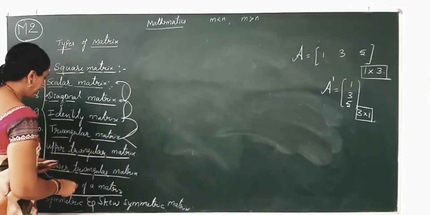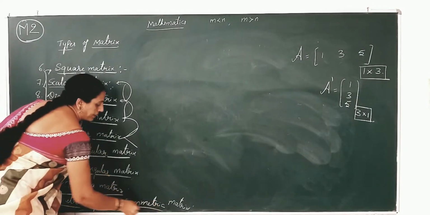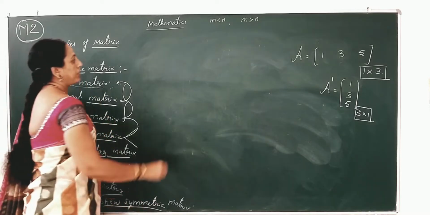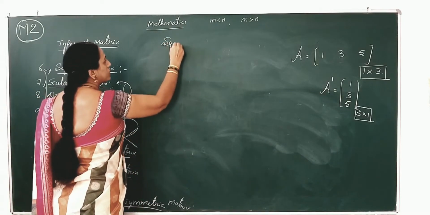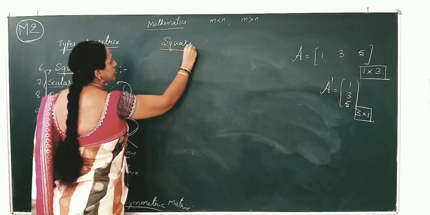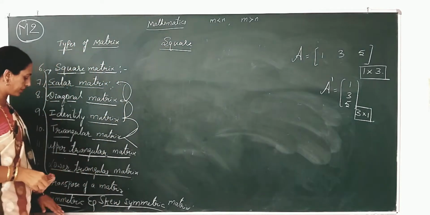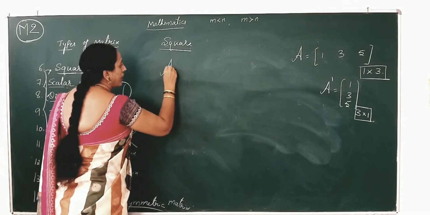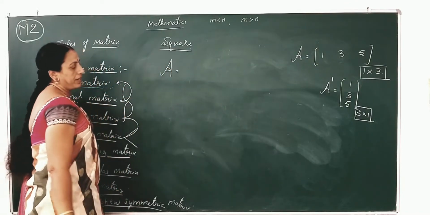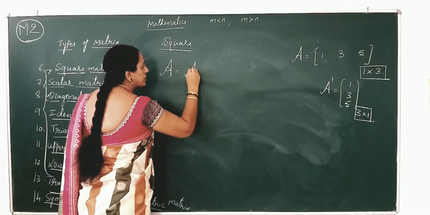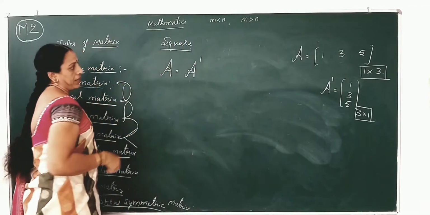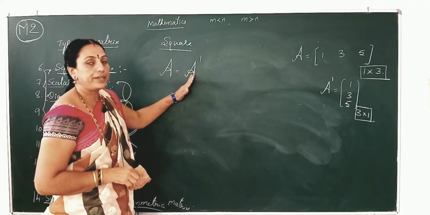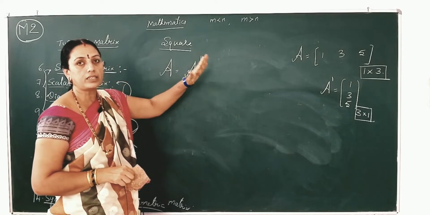Symmetric and skew symmetric matrix. Both are represented in a square matrix. To represent symmetric or skew symmetric matrix, it must be a square matrix. So A is a square matrix. A dash is called the transpose of a matrix. Transpose means interchanging the rows and columns.